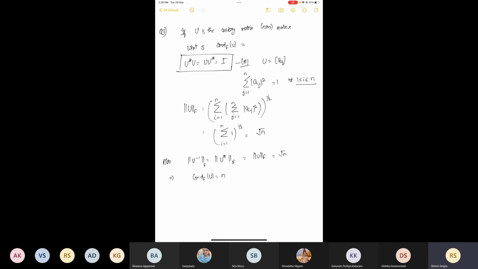Is this making sense? Sigma |a_ij| square equal to 1, does it happen only for a unitary matrix? No, it is not true that it happens only for a unitary matrix, but if it is a unitary matrix, then it is true.